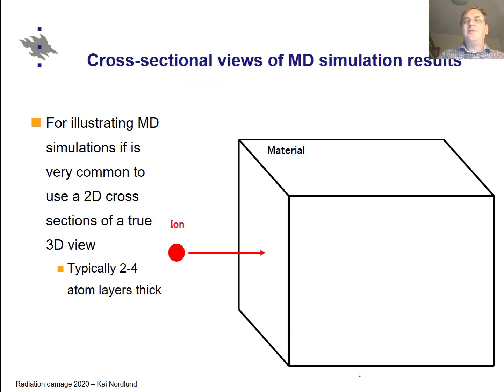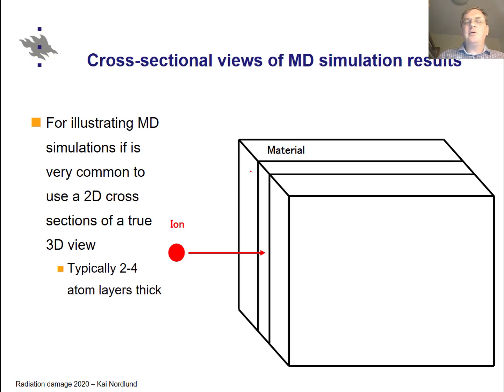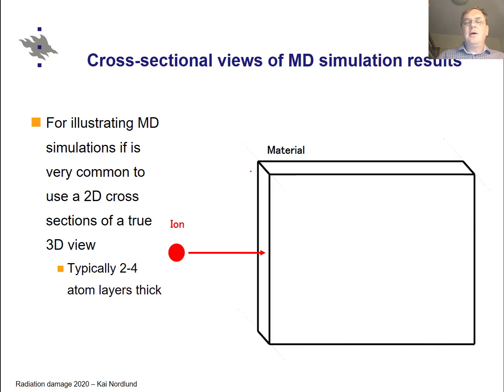And finally, before we go on to the next videos, I'll just mention one thing, that when we show molecular dynamics of radiation effects, the actual simulation is quite often a full 3D simulation, but to illustrate it, it's easier to look inside the material by making a 2D cross-section. So just for the plotting, you cut out a 2D cross-section, typically a few atom layers thick, and leave out the rest and only plot what's here.